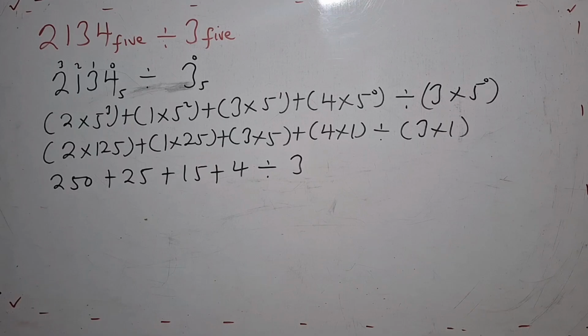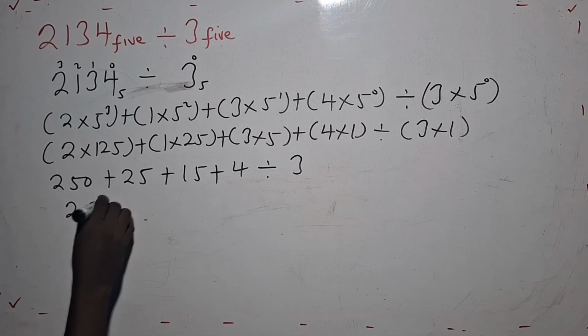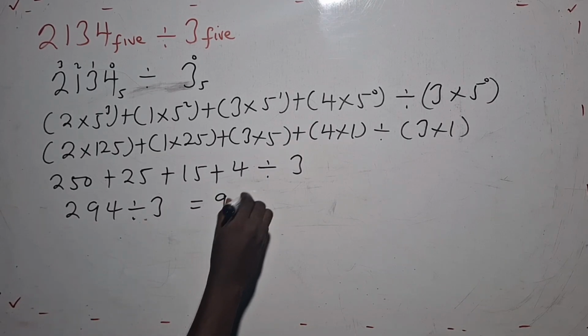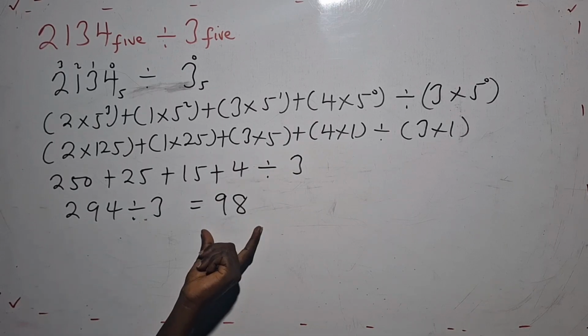So 250 plus 25 plus 15 plus 4 will give us 294, divided by 3. Yes, 294 divided by 3, which when we divide, we are going to get 98.